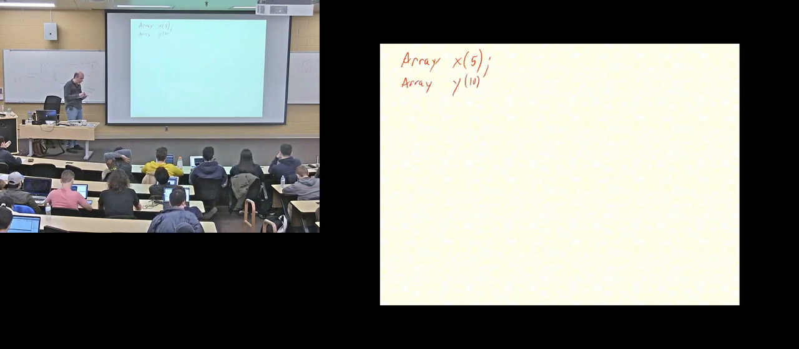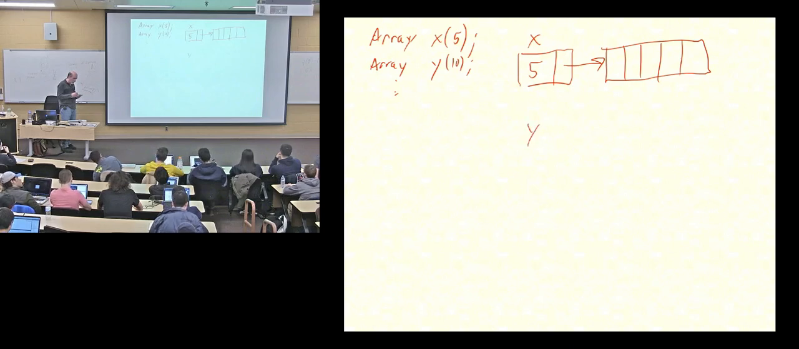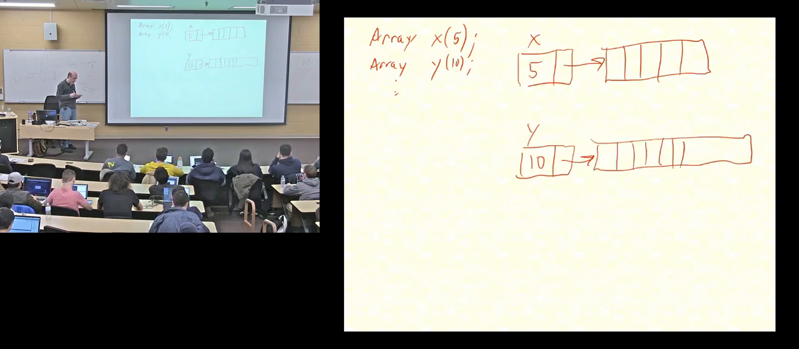So I say something like array object x has 5 elements, and array object y has 10 elements, and then I do some code to put some values in those. So in memory, what does it look like? X internally has a 5, and it has a pointer to a block of memory with room for 5 values. Y internally has a 10, and it has a pointer to a block of memory with room for 10 values. So that's what's in memory right now.